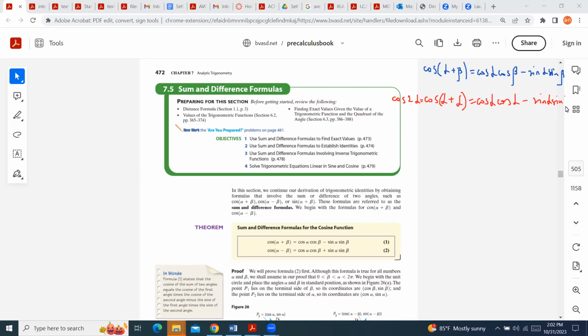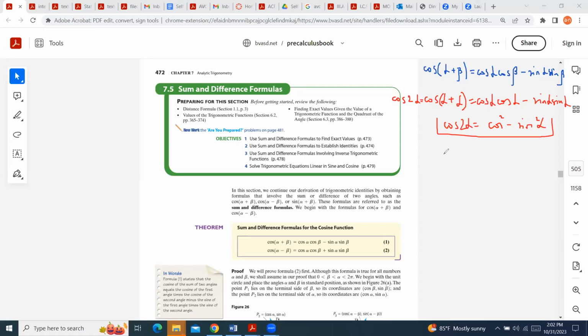And that will bring us to the new formula that says that cosine of 2 alpha will be a square of cosine minus square of sine. Just like that. So this is my double angle identity with function cosine.